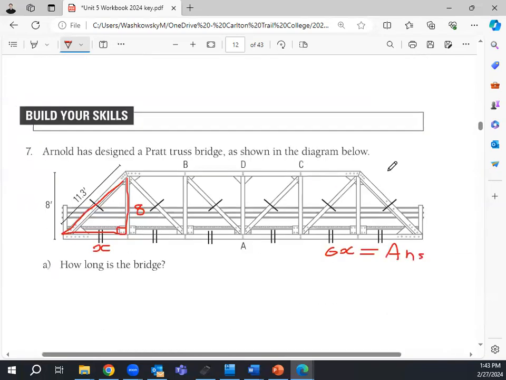So for 7, you would just use Pythagoras then? Question 7, that would be a Pythagoras one, yeah. At least for question A. Right.